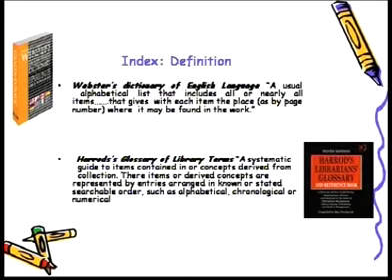Webster's Dictionary of the English Language says a usual alphabetical list that includes all or nearly all items, that gives with each item the place, as by page number, where it may be found in the work. According to Harrod's Glossary of Library Terms, an index is a systematic guide to items contained in, or concepts derived from, a collection. Their items or derived concepts are presented by entries arranged in a known or stated searchable order, such as alphabetical, chronological, or numerical.